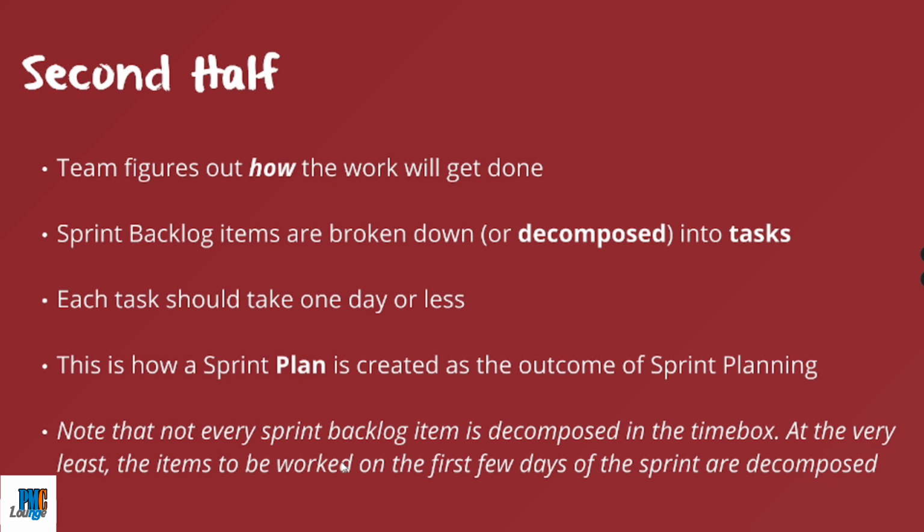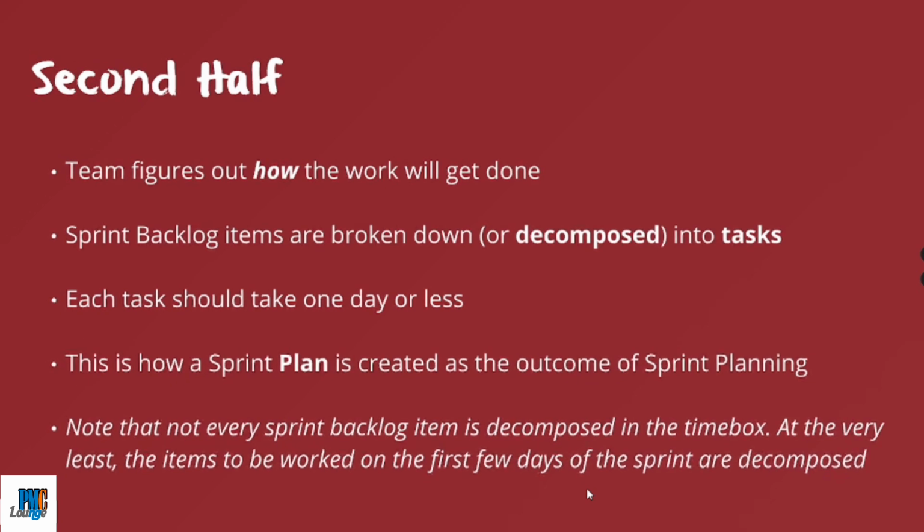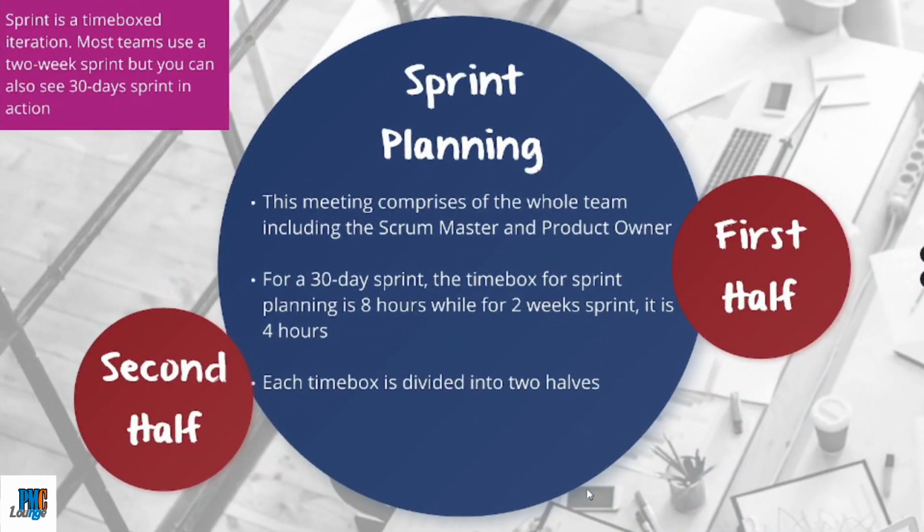And that's why, at the very least, the team is expected to decompose the items that will be worked on in the first few days of the sprint, and as we go on further, decomposition can be done. But in the 4 hours, the first few days of work is at least decomposed. This is done to ensure that you don't just keep on doing decomposition and not start the work itself. So for a 2 week long sprint, 4 hours is what you get for sprint planning, and you should be done in 4 hours to plan your sprint.